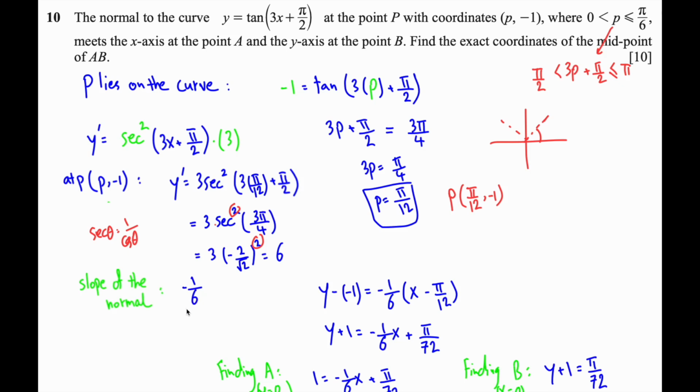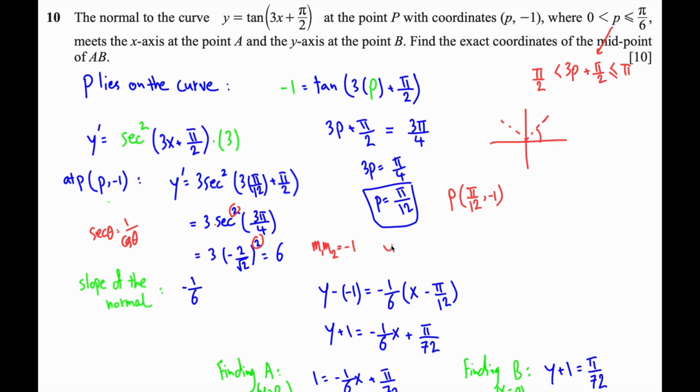Now, if the slope of the tangent is 6, the slope of the normal should be the negative version of the reciprocal of that, because if two lines are perpendicular to each other, the product of their slopes is always -1. And now that I got the slope of the normal, I can go ahead and find the equation of the normal line, because I have the slope and I have the point P which lies on that line.